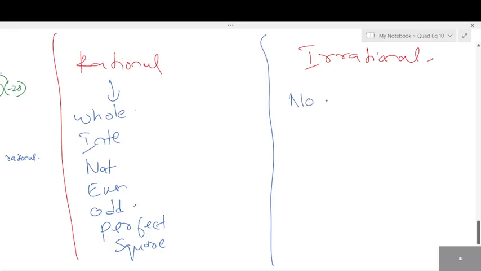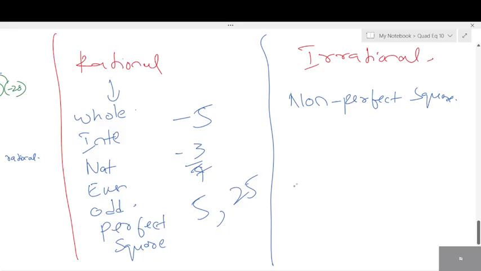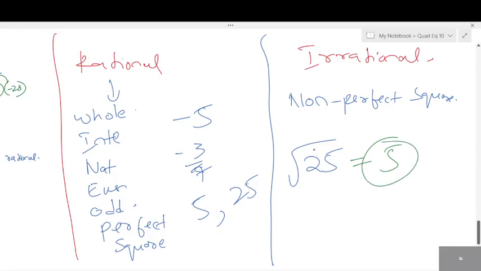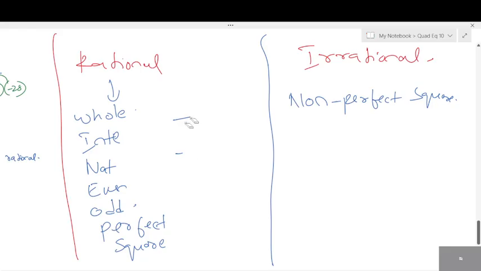Irrational numbers are non-perfect square numbers. For example, minus 5 is a rational number. Minus 3 by 7 is a rational number. Negative numbers, integers, everything is rational. 5 is a rational number. 25 is rational. Next, square root of 25. What is square root of 25? Is it a perfect square? What is the answer? 5. So what is root 25, rational or irrational? It is rational. Let me write it here. It is rational. Simple, students. All these numbers are rational, no doubt about it. Just compare the square values and cube values.